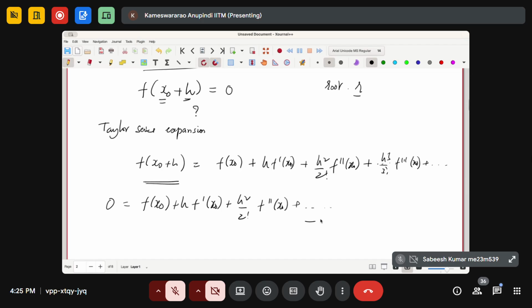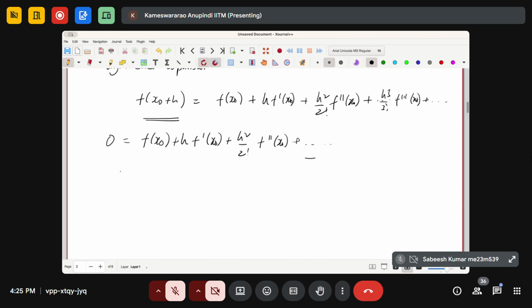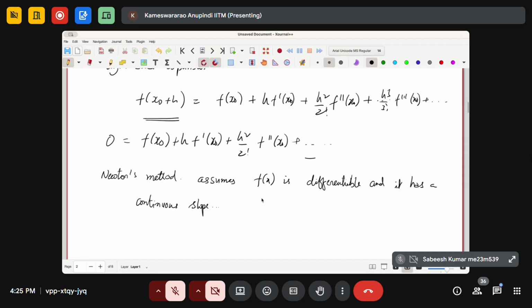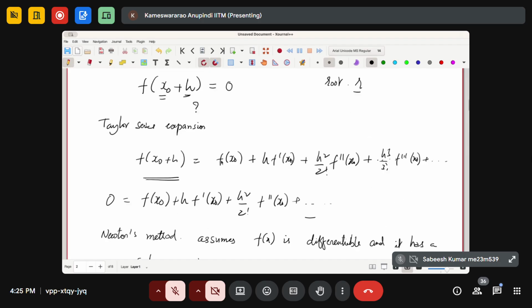So what you see is that, unlike the bisection method, Newton's method assumes that the function f of x is differentiable, and it has a continuous slope, right? It means it is continuously differentiable, is what Newton's method assumes. As a result, because I'm using f prime x everywhere, right? Even in the method I have derived, I have used f prime x.